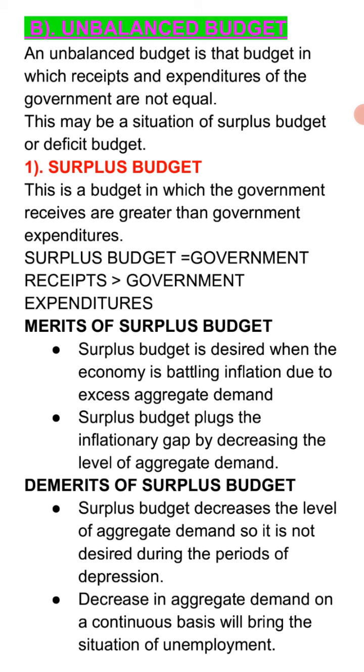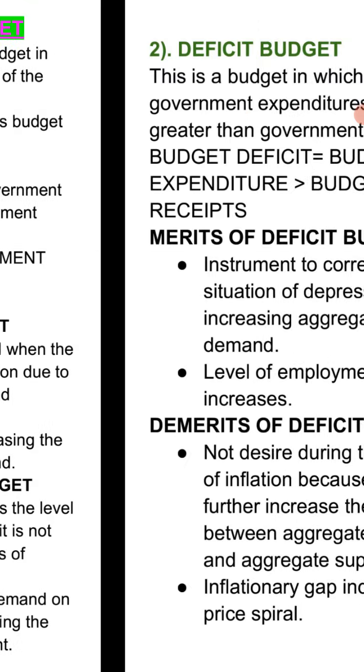What are the demerits? If we talk about the demerits, then the surplus budget decreases the level of aggregate demand, and so it is not desired at the time of depression. And the last demerit, a decrease in aggregate demand ultimately decreases the level of employment, or we can say increases the level of unemployment in the economy.